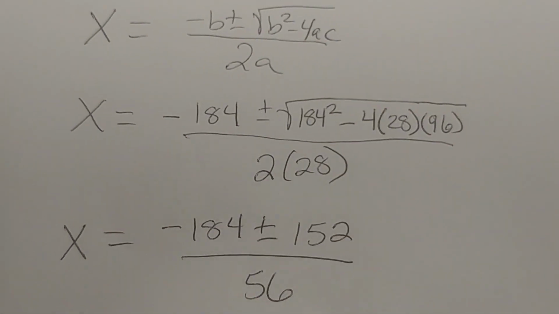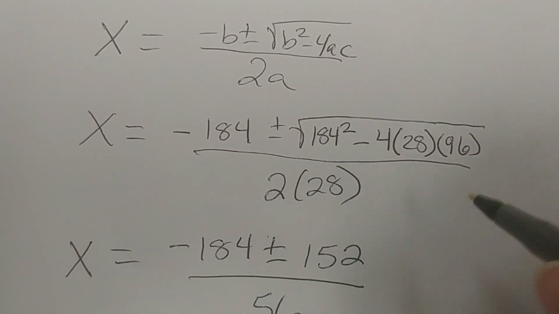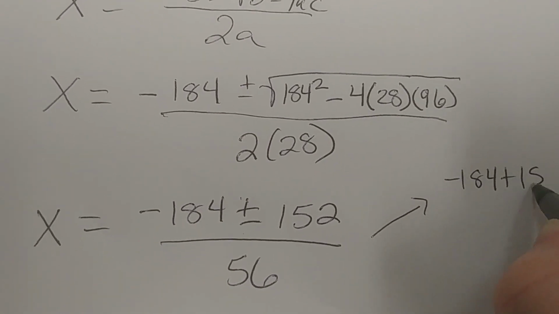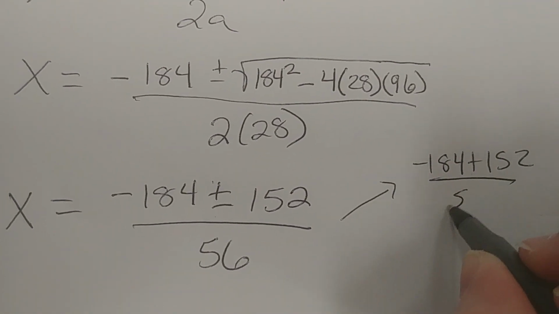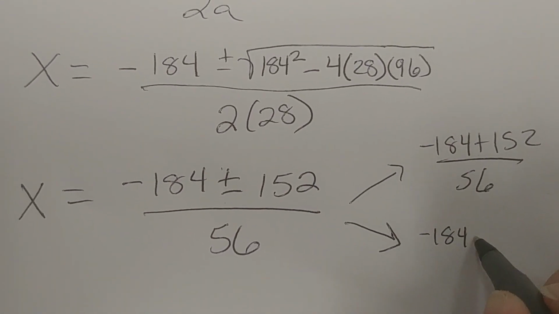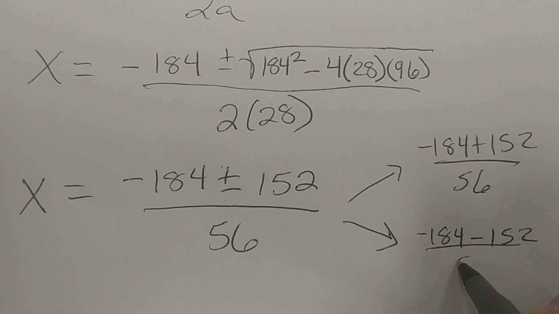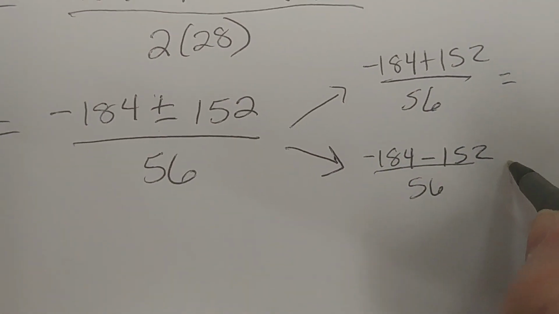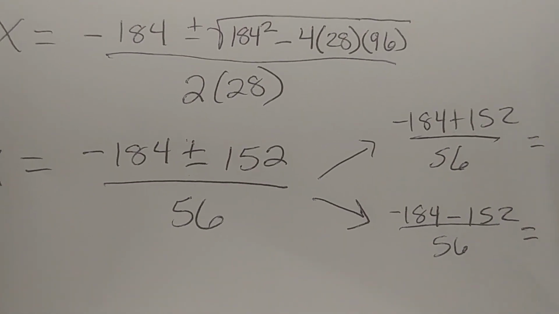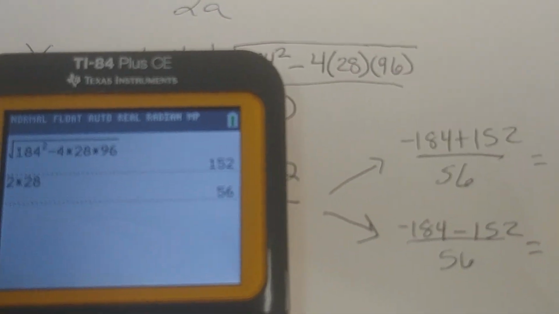So at this point, we have two equations again because of this plus and minus. So one of these equations is negative 184 plus 152 divided by 56. The other equation is going to be negative 184 minus 152 divided by 56. And then again, we can just put these in the calculator to help us. So if I come over here, let's throw that in.